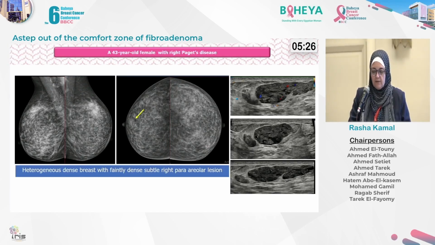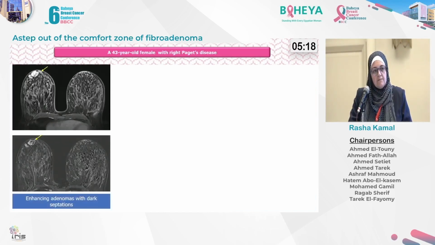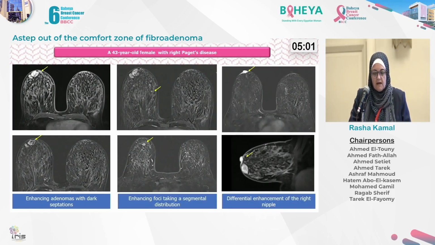And I think by now you can recognize the cystic changes and the microcalcifications within the fibroadenoma. An MRI was requested, and these fibroadenomas showed typical enhancement, typical for the fibroadenomas with dark internal septations. But there was very subtle enhancing foci, taking a segmental distribution in the upper inner quadrant of the right breast. And she had differential enhancement of the right nipple.